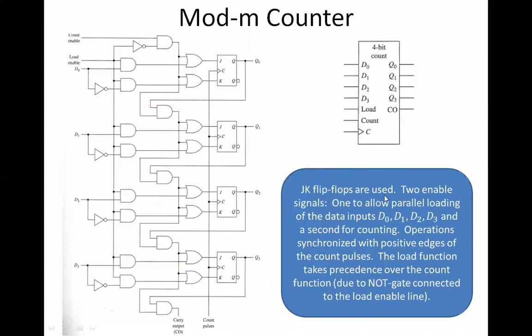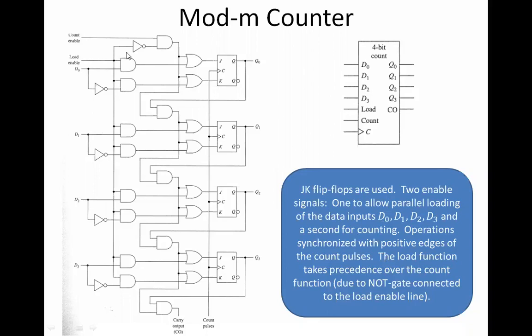So JK flip-flops are used with enable signals. One, to allow parallel loading. Parallel loading means to get values into D0, D1, D2, D3. And second, for counting, as I told you. The load function takes precedence over the count function due to the NOT gate connection. That is because if there is a load, then the count will not happen.